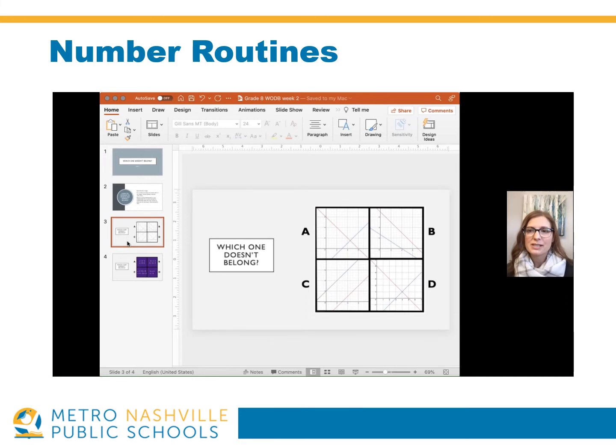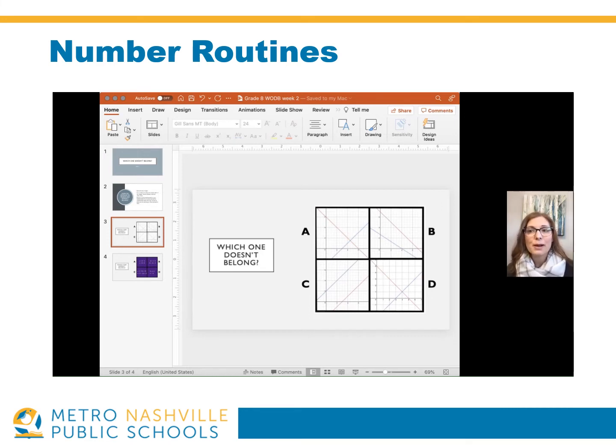The premise of which one doesn't belong is that you have 4 images that you're going to look at to determine which one doesn't belong. It's sort of that Sesame Street, one of these things is not like the other idea. Except in this case, there are reasons that all 4 don't belong. Though this can be facilitated a number of different ways depending on the group size, we're asking you and your student to try to think of at least one reason for each image.